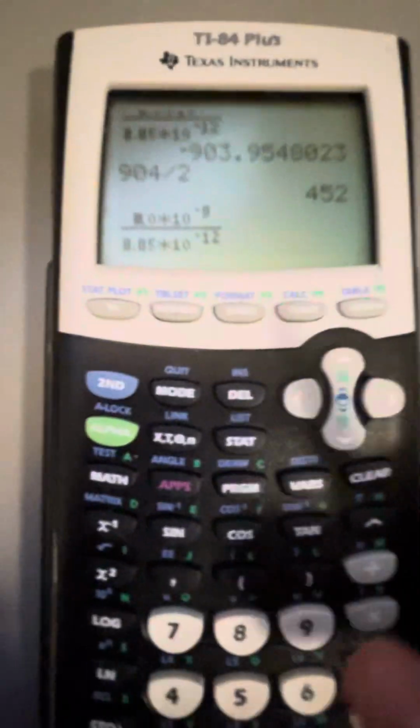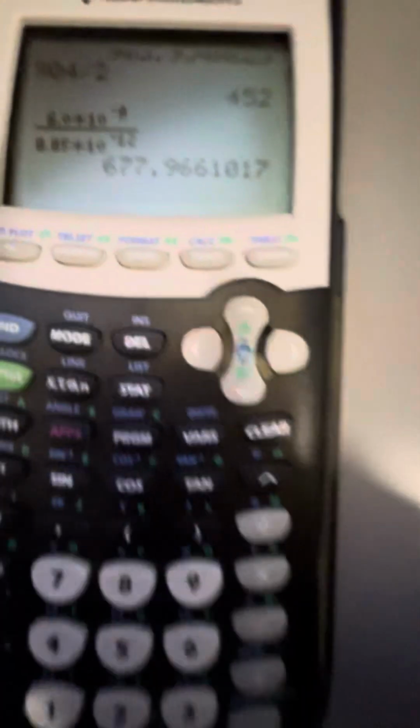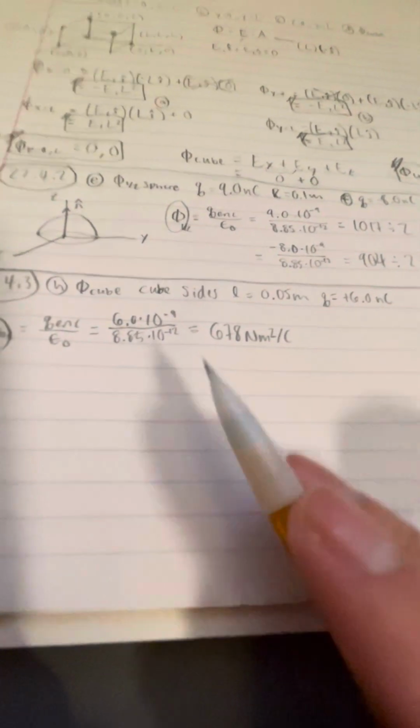It's not negative, and then we got 677.9, so we can round that to just say 678 Newton meters squared per coulomb. And that's for the entire cube. So that is for part H.